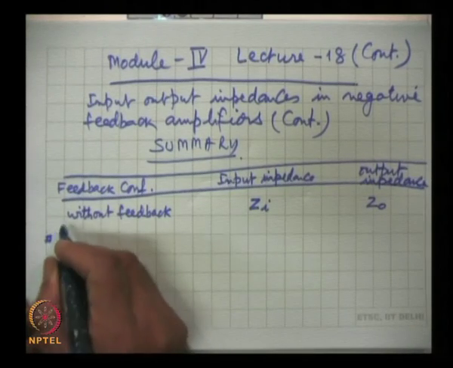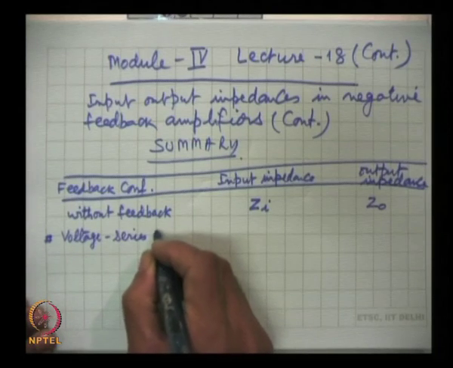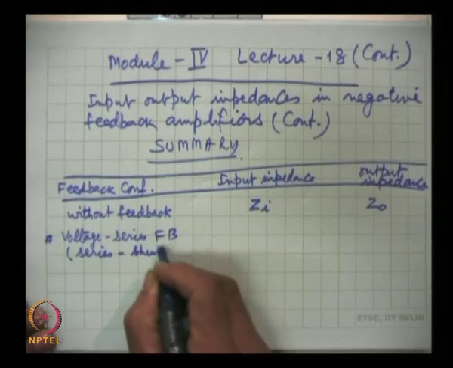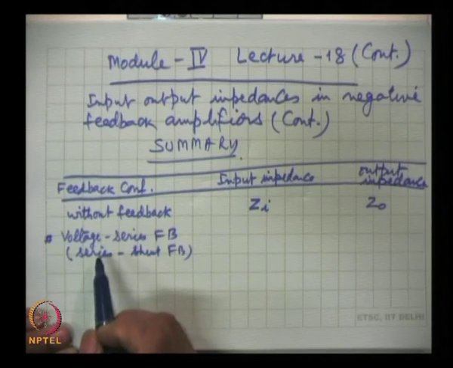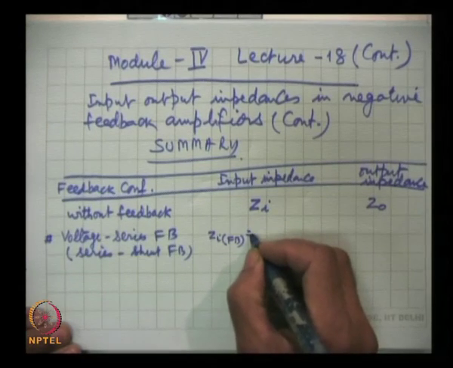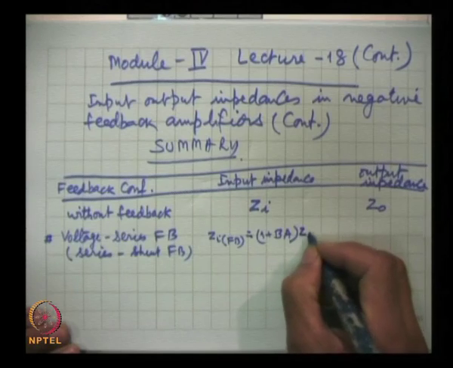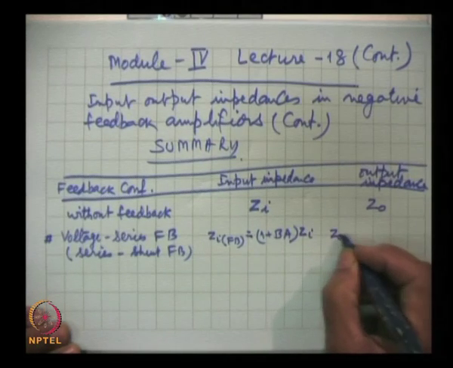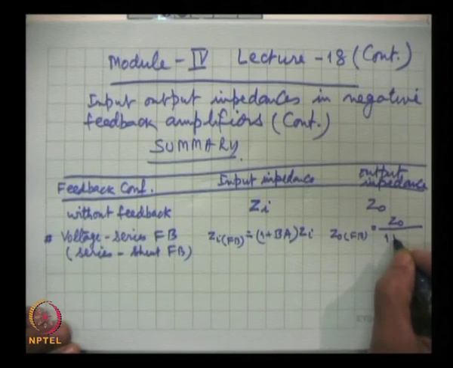First, we take voltage series feedback, which is also called series shunt feedback, and this is the circuit for which we have derived, and we saw that the input impedance Z I with feedback is increased to 1 plus B A times Z I. It increases and the output impedance falls, and this becomes Z 0 with feedback equal to Z 0, that means output impedance without feedback, divided by 1 plus B A.